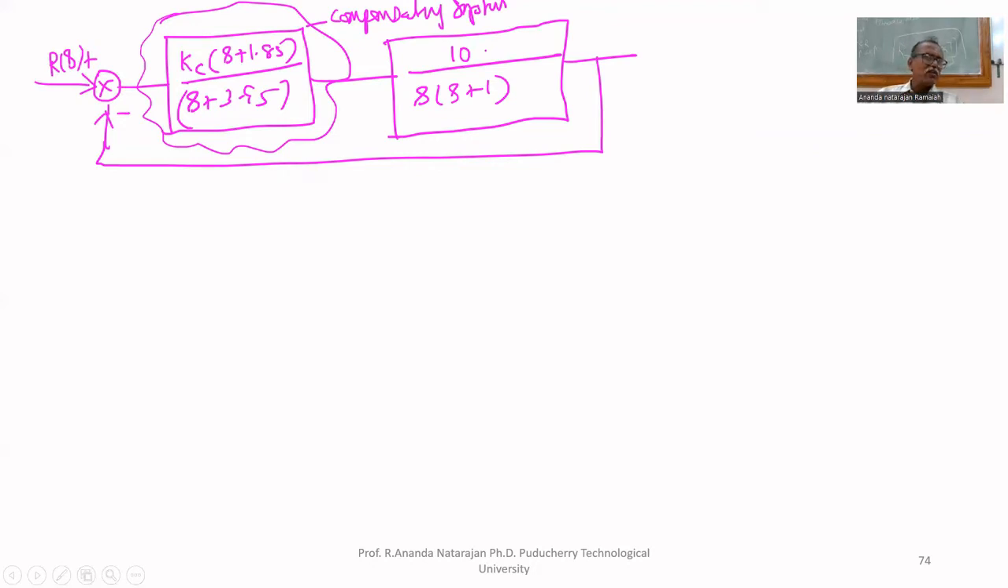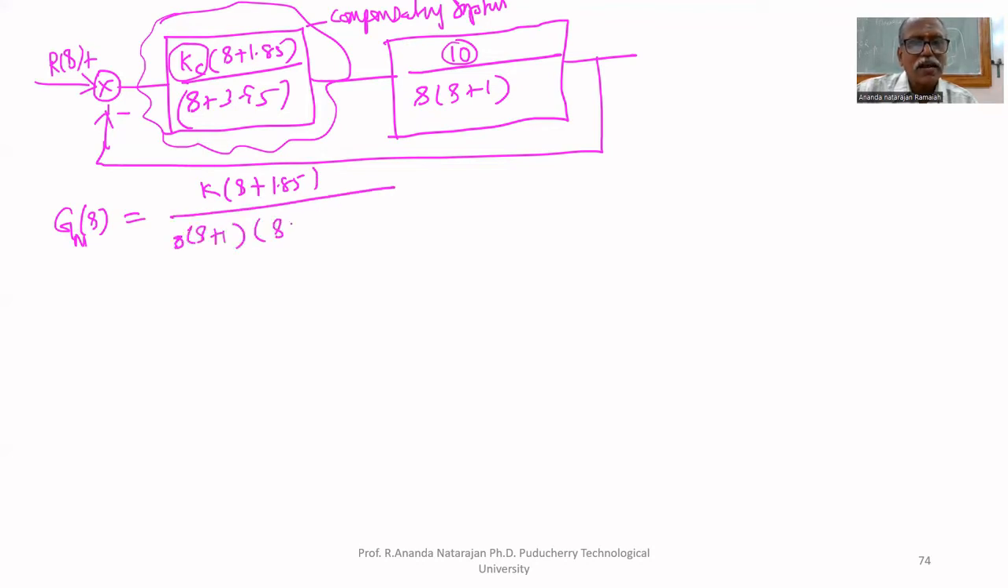Now we have to draw again the root locus. Whether it passes through P or not, we have to check. For that, we won't take Kc, and this 10 will be assumed as K. Therefore, the modified compensated open loop transfer function is K multiplied by (S plus 1.85) upon S multiplied by (S plus 1) multiplied by (S plus 3.95). This is the open loop system.